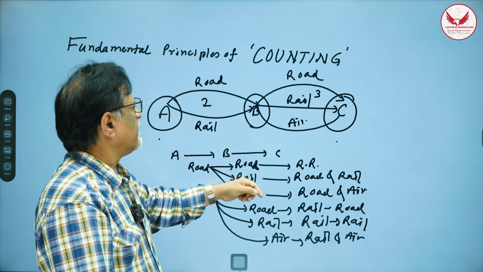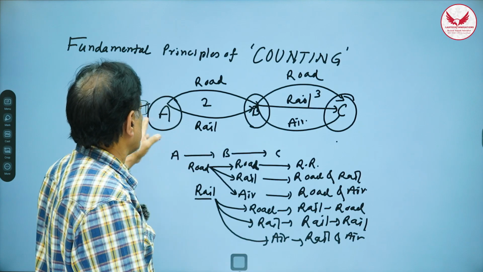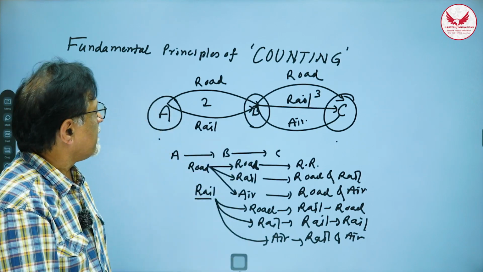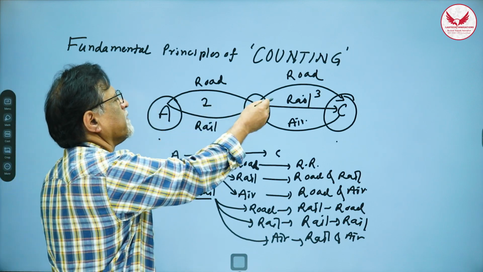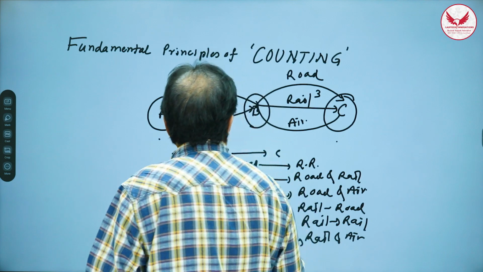Job B to C, how many ways can it be done? 3 ways. So the total number of ways in which both the jobs can be completed together is 6. You just have to multiply the two things and you get the answer. Correct? So this is the first principle.